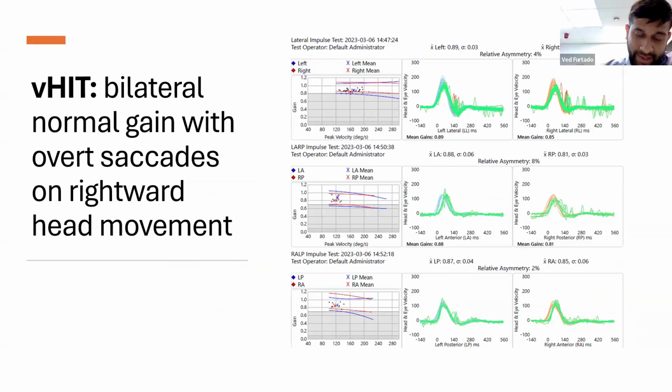So here we're not seeing a true bilateral hypofunction. We've done 3 tests of canal function, out of which just one is showing bilateral hypofunction. So why are we seeing a discrepancy between these tests?